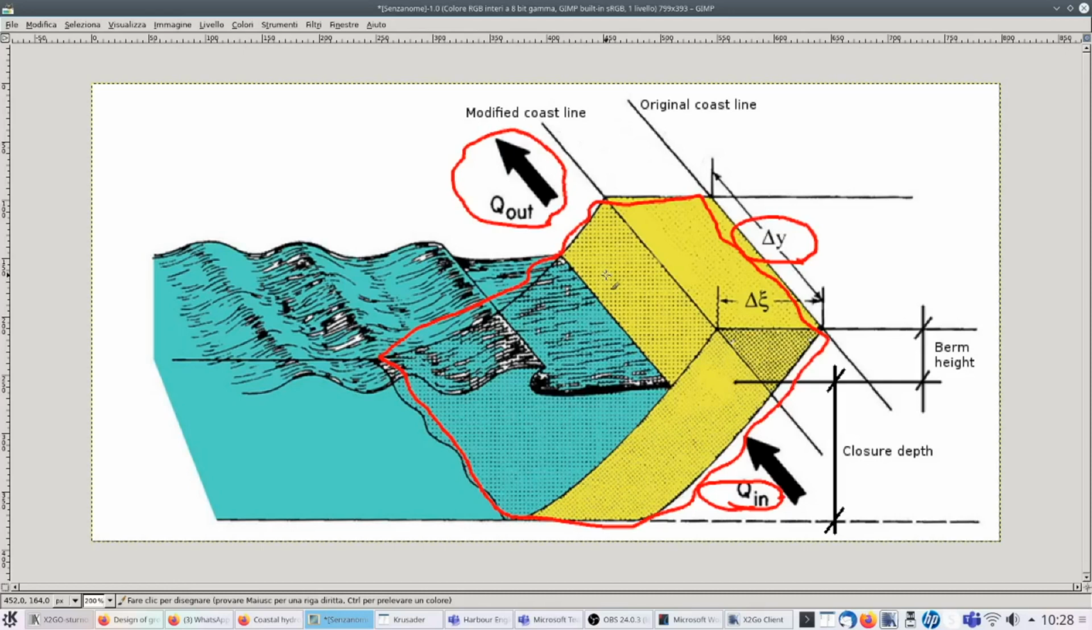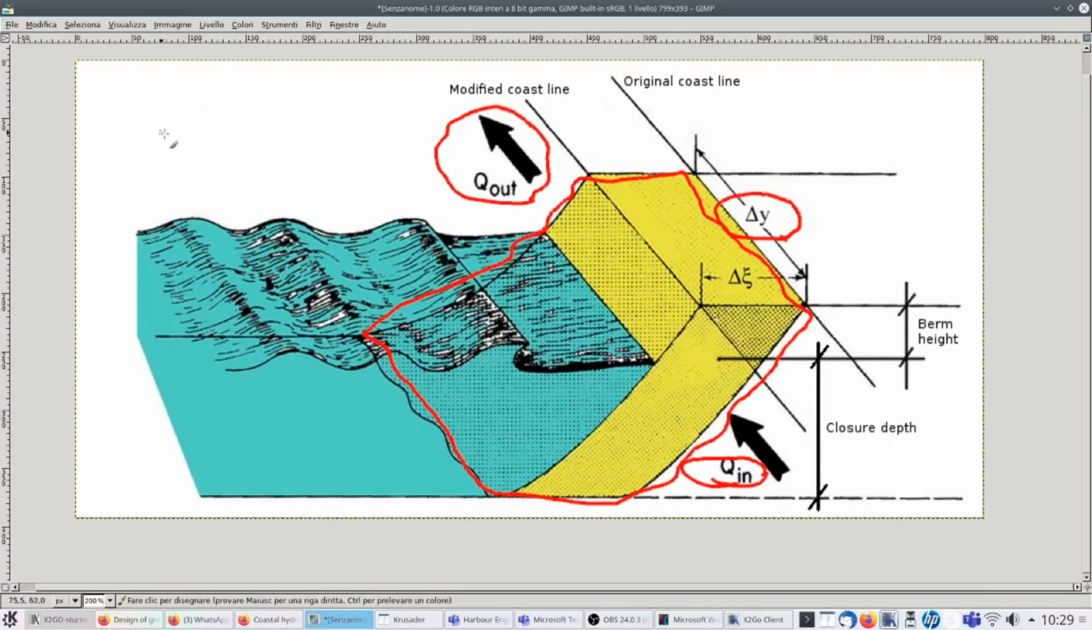In order to get an estimate of the yellow volume, which is the volume of sediments accumulated in each spatial step at each time step, we need to multiply the difference Q out minus Q in times delta T. So what we have to compute is Q out minus Q in, to be multiplied times delta T. And this gives us precisely this yellow volume.